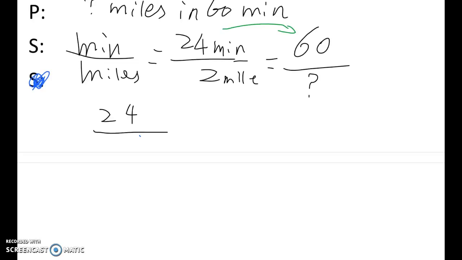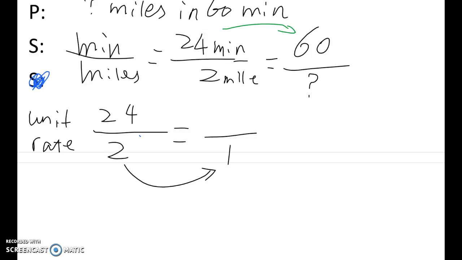I hope everybody already got it. So that says we found the unit rate by changing the denominator into 1. So from 2 to 1, what did we do? We divide by 2. So we need to divide by 2 on the top to be fair. So the unit rate now is 12 per 1 mile, 12 minutes per 1 mile.